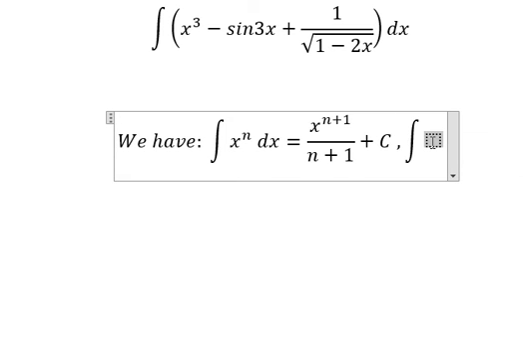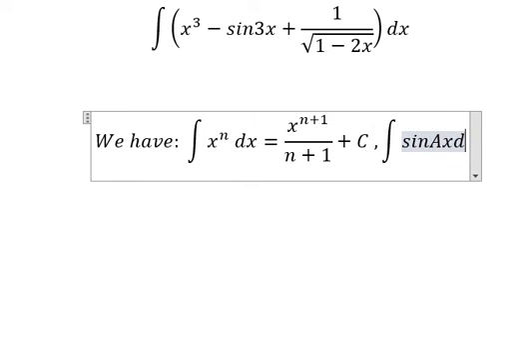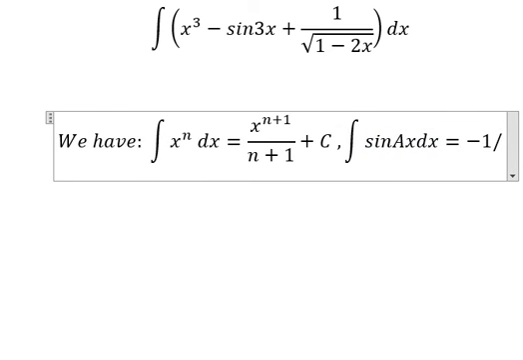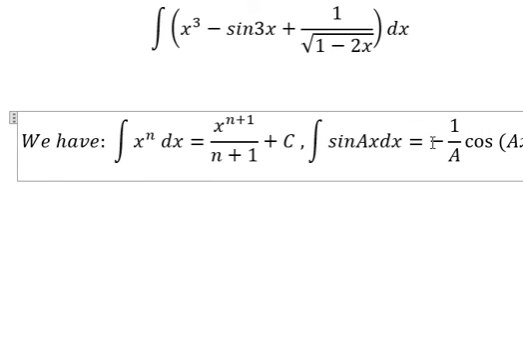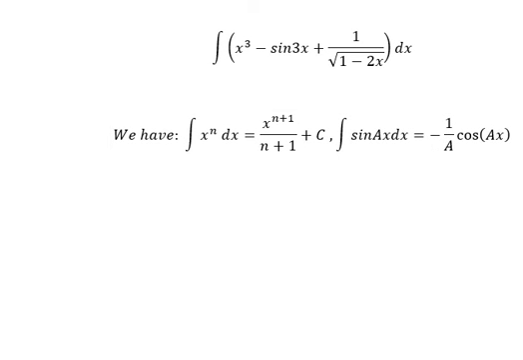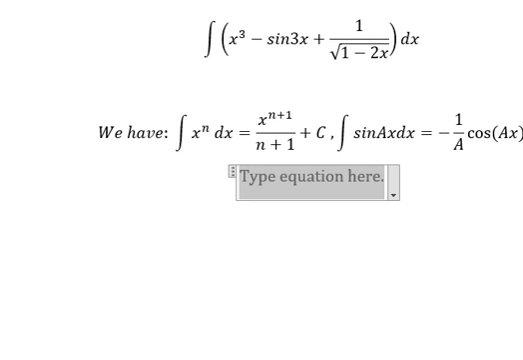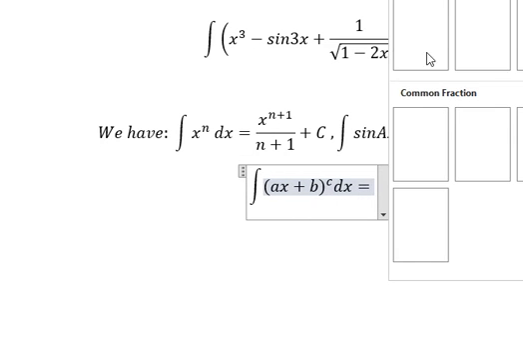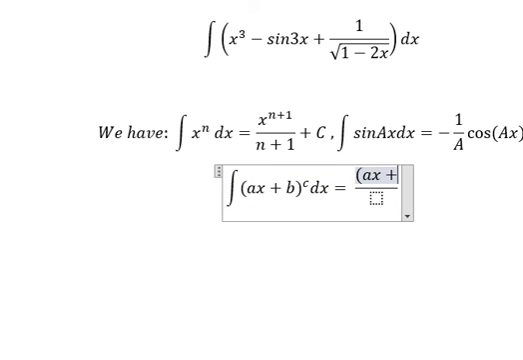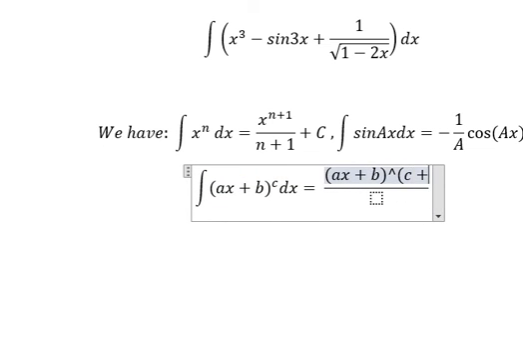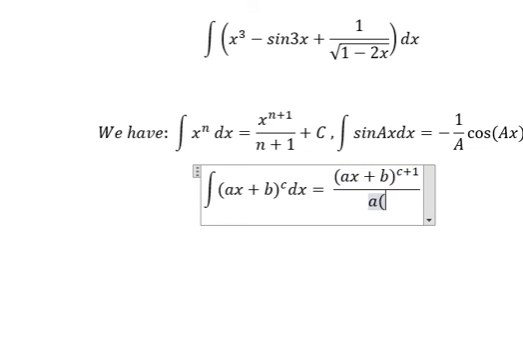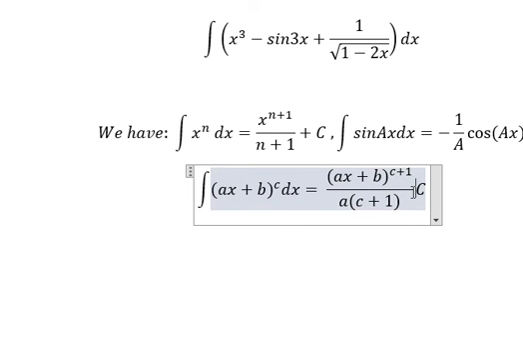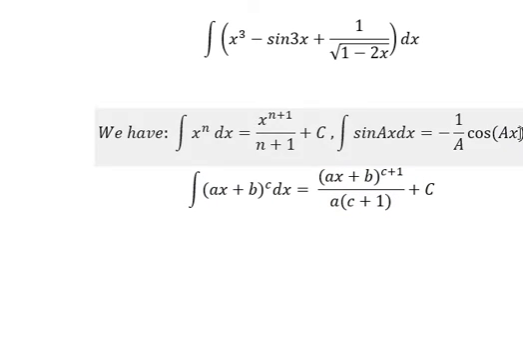The next one, the integration of sine ax. We have negative 1 over a cosine ax. The next one, the integration of (ax plus b) to the power of c. We have (ax plus b) to the power of c plus 1 over a multiplied by c plus 1, and I will put plus c, and this is about the constant.